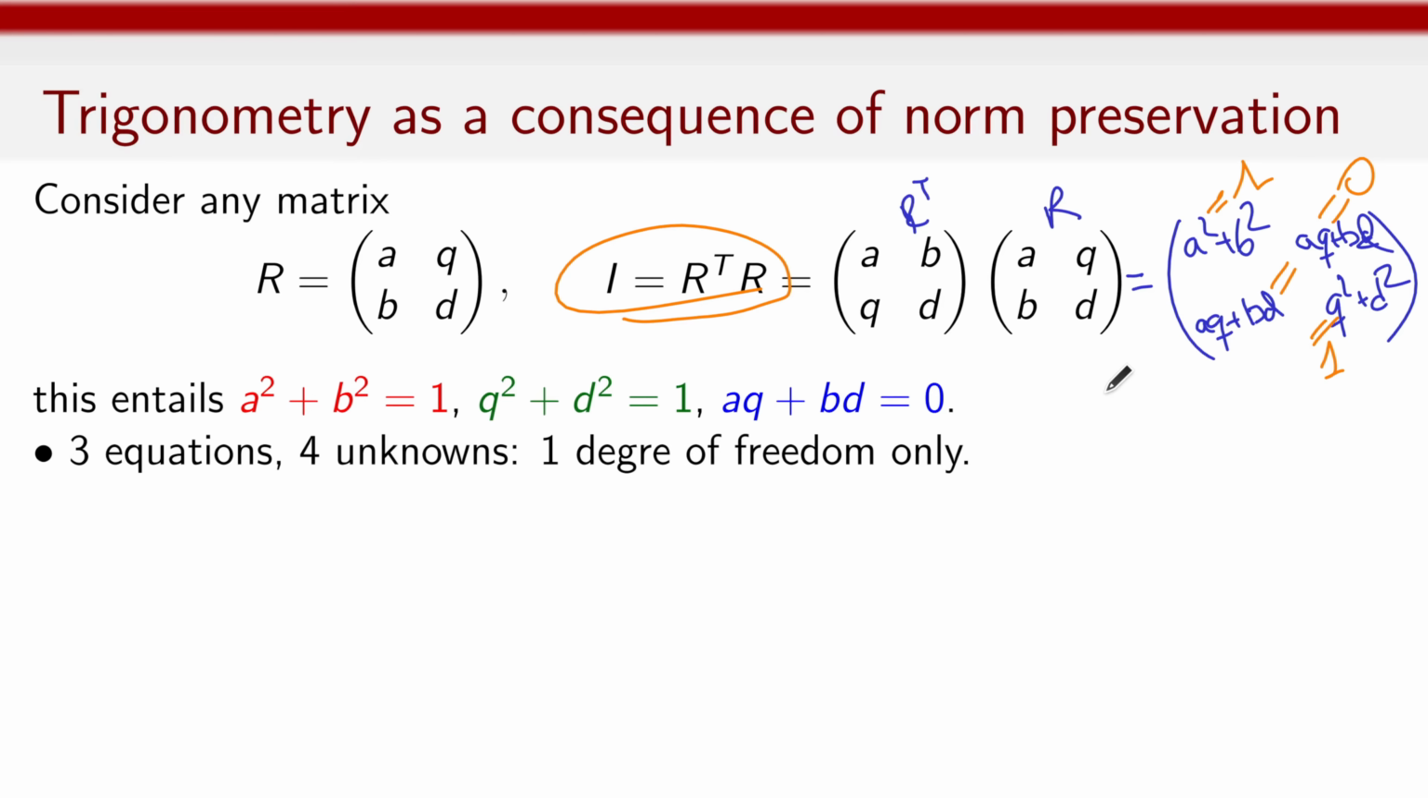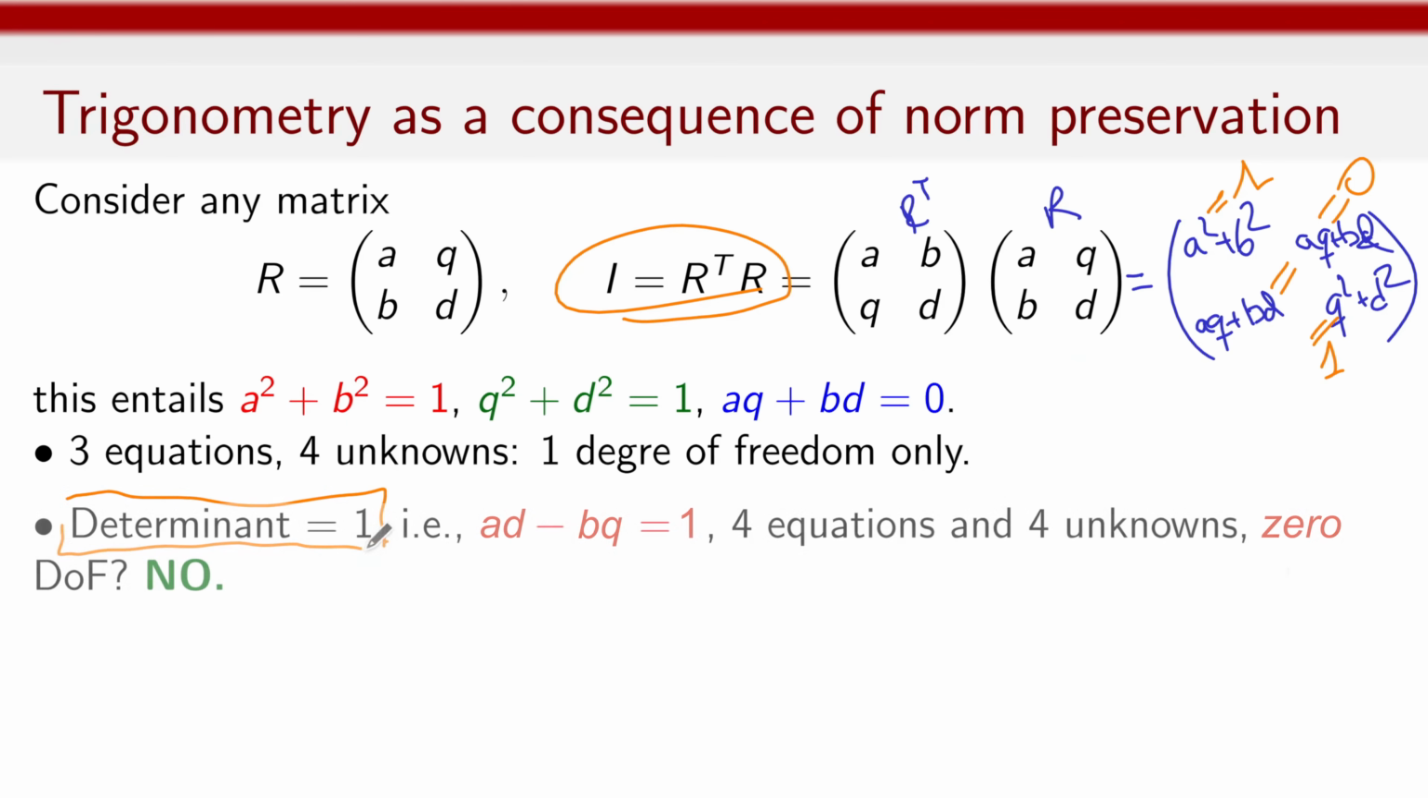Yes, but we need further discussion because determinant equal to 1 orientation preservation is also this equation, AD minus BQ equal to 1. So this is the determinant. And then does this mean that we have 4 equations for 4 unknowns and then we have 0 degrees of freedom, so that with the determinant 1 and this property we can determine a unique solution for these equations?